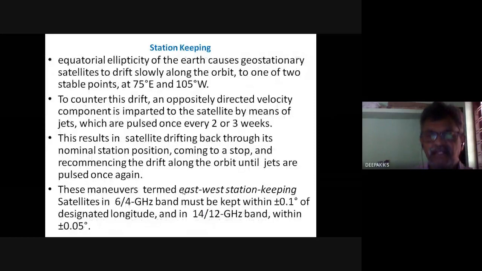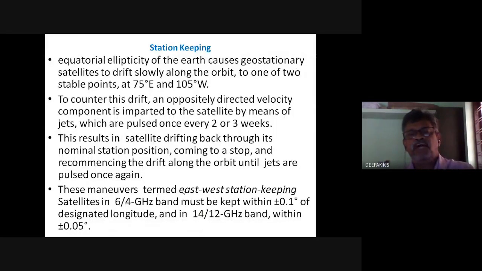There is another function called station keeping. We have seen that the equatorial cross-section of the Earth is not circular. Because of this equatorial ellipticity, the gravity gradient causes a geostationary satellite to drift slowly along the orbit to one of these points, 75 east and 105 west. Again, we should not allow this to happen.